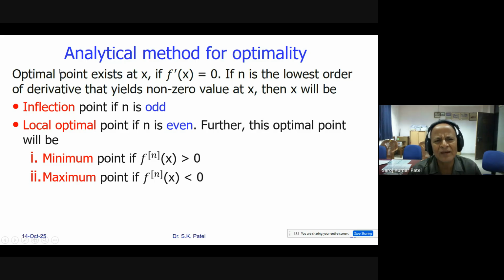So this is the analytical procedure by which we can find out all the points at which we'll get the optimal solution. And these optimal solutions can be classified into two categories, either point of inflection or local optimum solutions. And this local optimum can be either of two types, either minimum or maximum. So this should be clear if we solve an example.